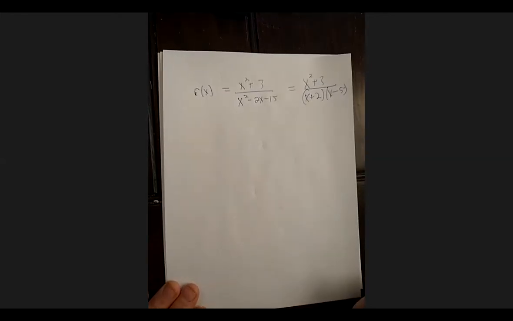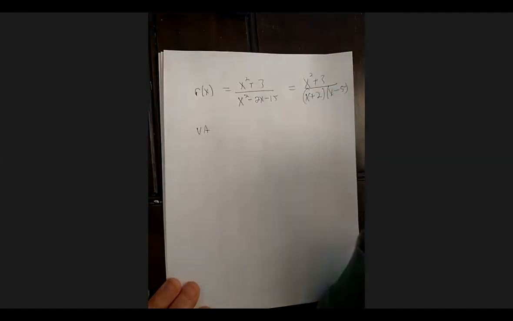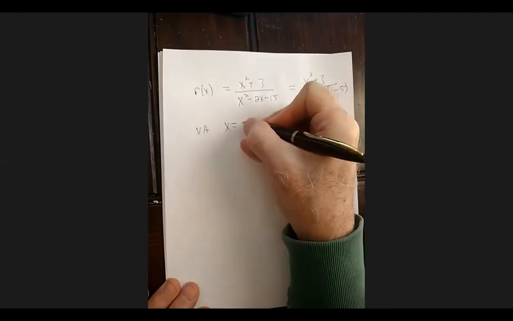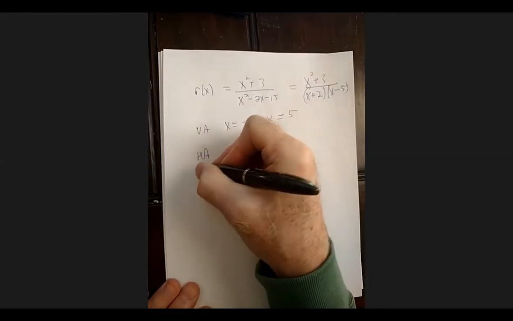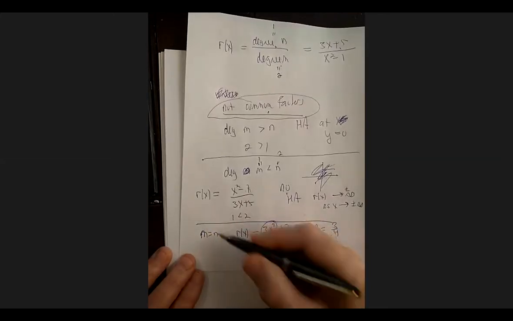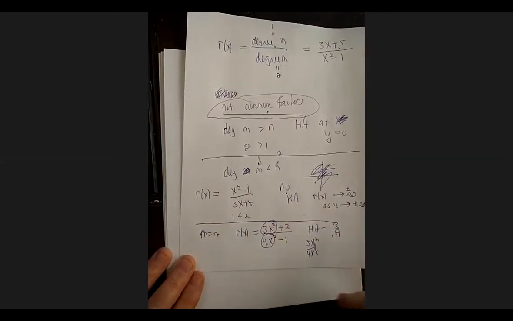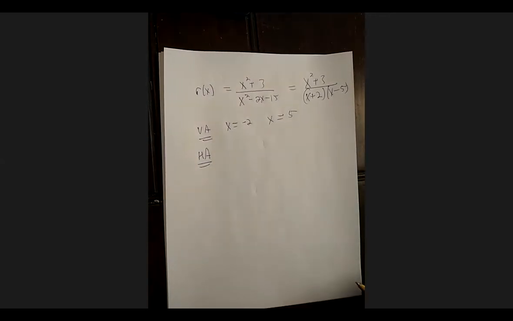Okay, so let's do what we can before we graph it, and then we'll graph it to see what it looks like. We can see there's a vertical asymptote, x equal -2, x equal 5. What's the horizontal asymptote? And we'll go back to this. m is equal to n, so we just look at the highest powers. So what are we going to get when I look at the horizontal asymptote here?